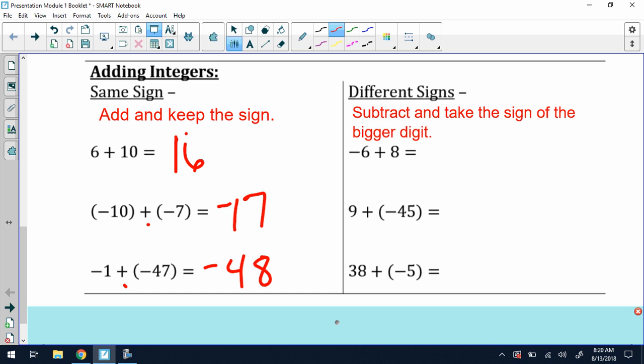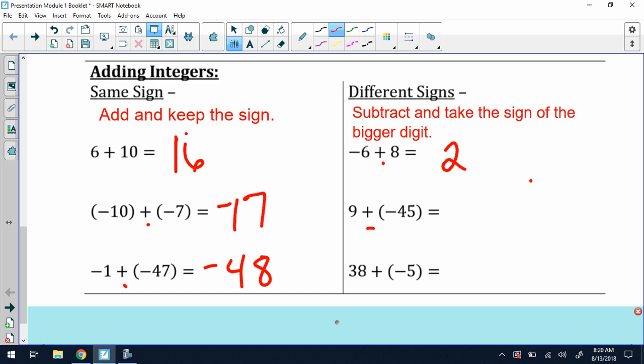If I am adding and the signs are different, I am going to subtract and take the sign of the larger digit. So I'm going to end up doing a subtraction process, and then whichever one is bigger, that's the sign that I keep. So here I am adding and my signs are different, negative and positive. So I'm going to subtract 8 minus 6. I always start with my bigger number. 8 minus 6 is 2. The 8 is larger and it's positive, so I keep it positive.